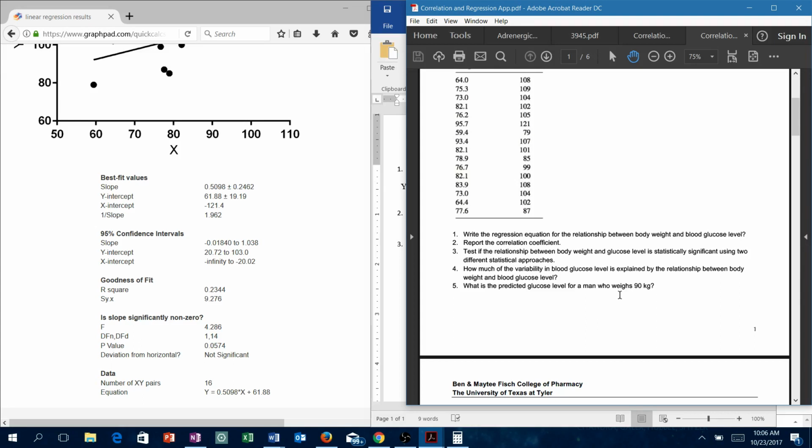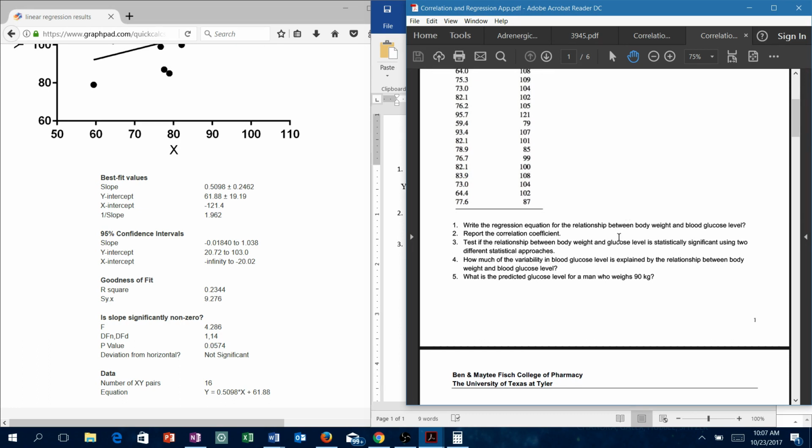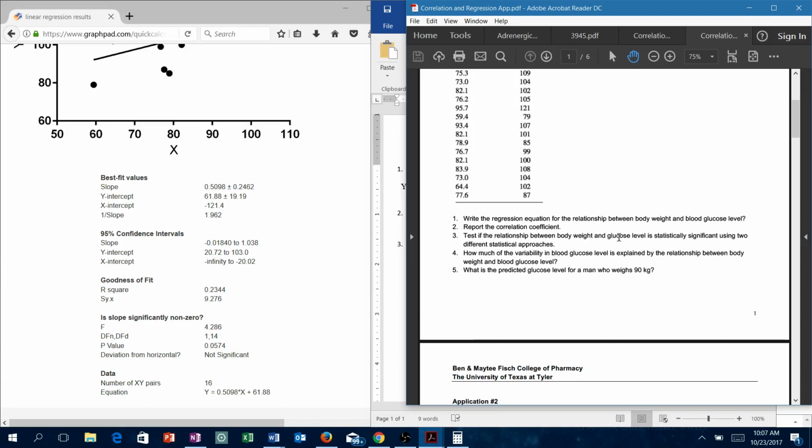That's just the R squared value. It tells you the percentage of how much the relationship between these variables is actually able to explain. So that's what the R squared value tells us? Yeah, the percent of variability.